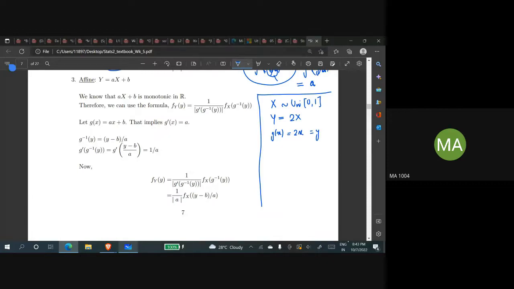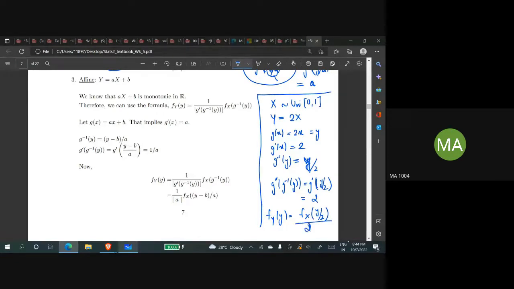So what is g dash of x? This is 2. What is g inverse of y? It is y by 2. Now what is g dash of g inverse y? This is nothing but g dash of y by 2. And what is g dash? This is just going to be 2. So using the formula, we can say f y of y is f x of g inverse y, that is y by 2, divided by mod of 2. So it will be just 2, right?